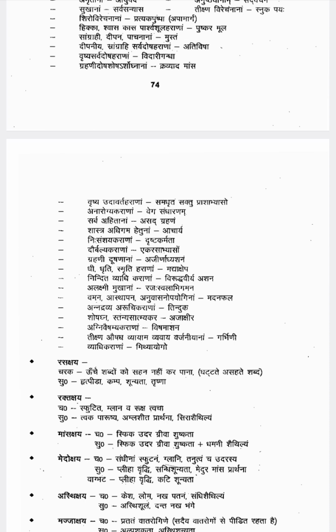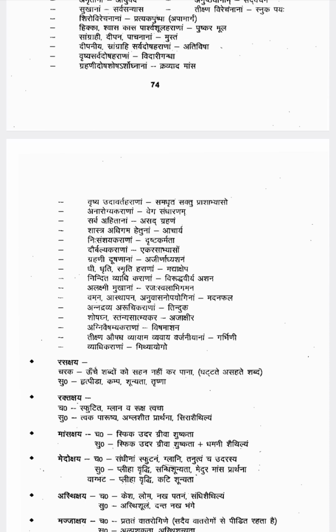Grahani dushananam ajirna adhyashanam. This is very important. So grahani is getting vitiated due to the ajirna ahara adhyashana. Okay, excessive intake of ahara, it leads to grahani vitiation. Di, dridi, smriti, harana, madhyakshepa. Those who are drinking alcohol, they will lose the intelligence, they will lose the memory power. Okay, that all those things will be there.